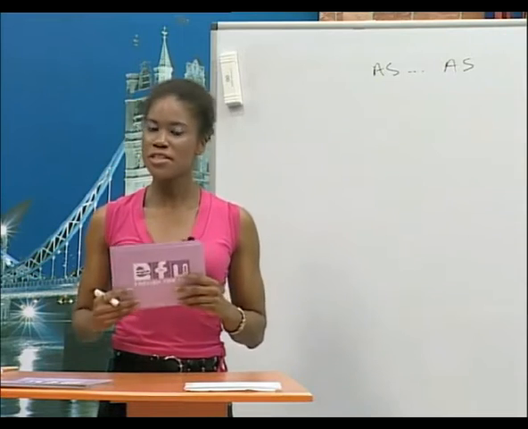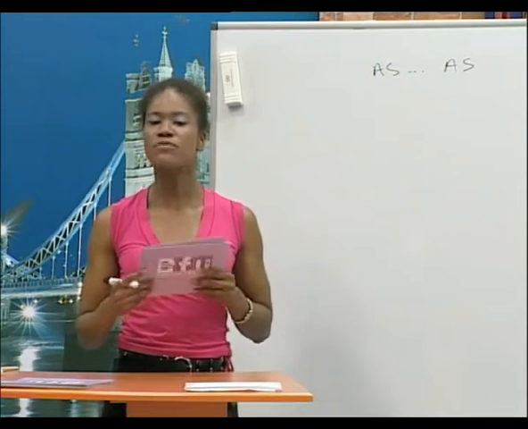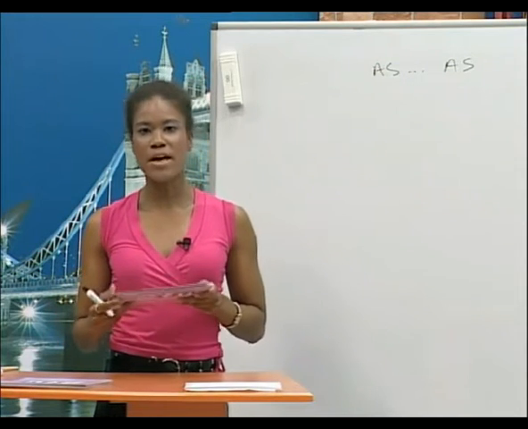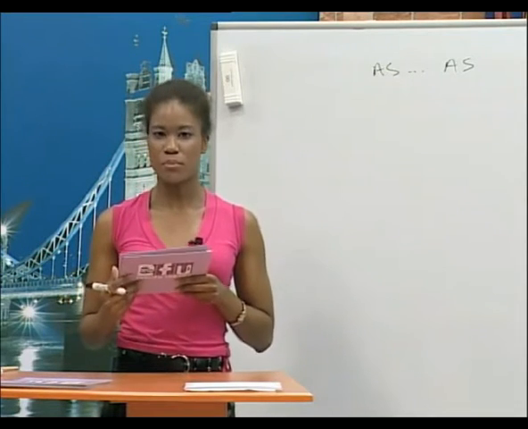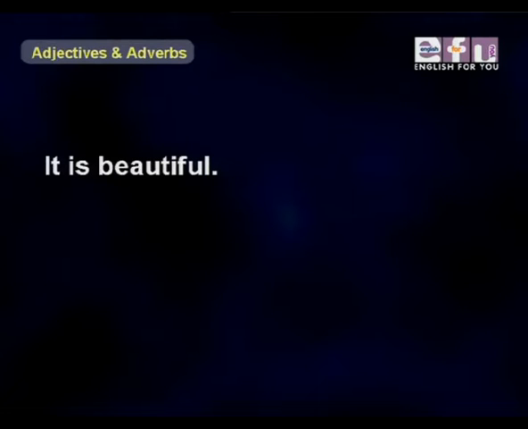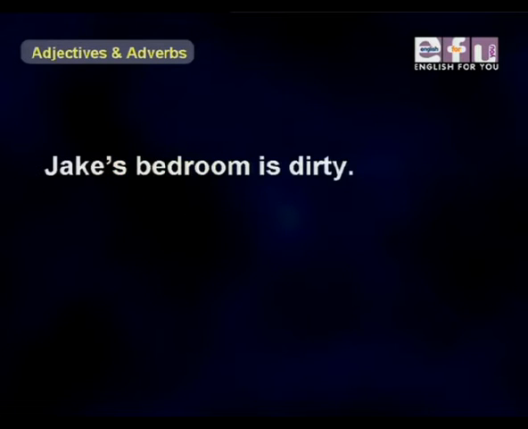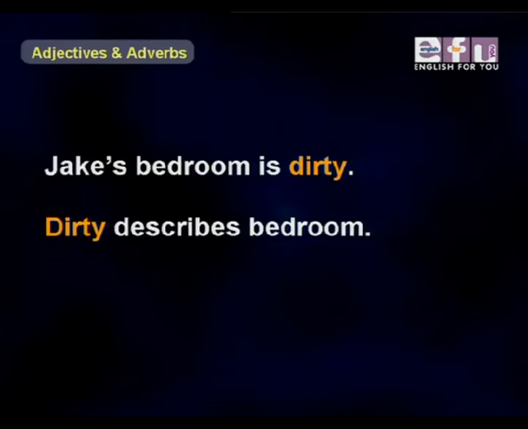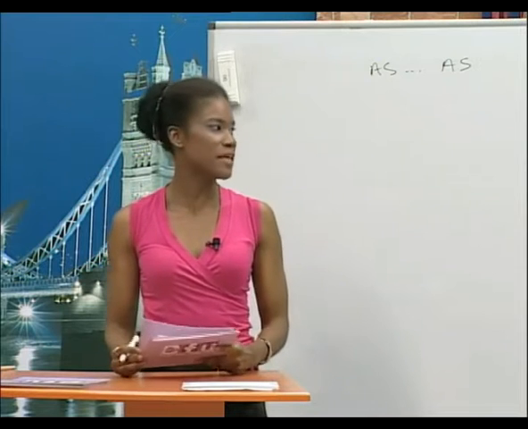Now remember, adjectives describe nouns. They are usually in front of the noun. They come before the noun. And we also know that sometimes they follow the verb to be. Here are some more examples. It is beautiful. Beautiful describes it. So in this example, it is following the verb to be. Jake's bedroom is dirty. Dirty describes bedroom. So again, the adjective is following the verb to be.